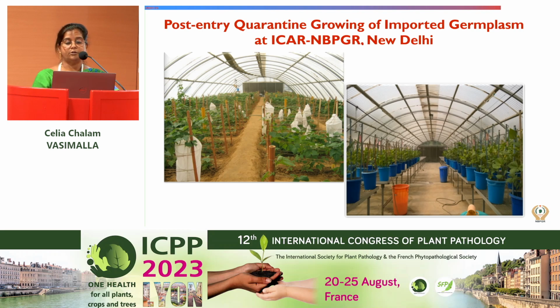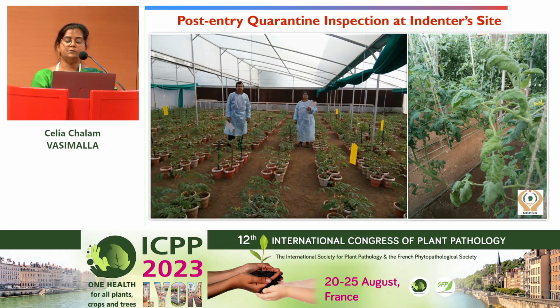And we use both soil-based greenhouse and then the benchtop greenhouse. And when you have the symptomatic ones, we isolate them with a muslin cloth bag. And we also have the provision to release the material to the indenter, and the indenter will grow them in the post-entry quarantine facility, which is a certified facility by the designated inspection authorities. So this is just an example.